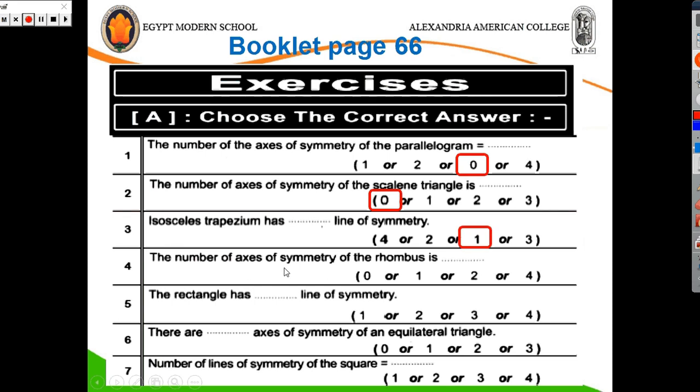The number of axes of symmetry of a rhombus and rectangle are 2. How many axes of symmetry are there in an equilateral triangle? Equilateral is a regular polygon. Triangle has 3 sides and 3 axes. The number of lines of symmetry of a square, 4. Thank you, Junior.